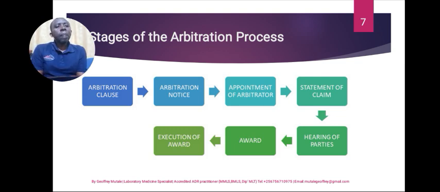After identifying and appointing an arbitrator that you feel very comfortable with, we now have to listen to the statements of the claim. This is where the arbitrator comes, the two parties come into place, and they present their cases. The claim is listened to, and then what happens next? We have the hearing of both parties. You share your side, and then the other person also shares their side.